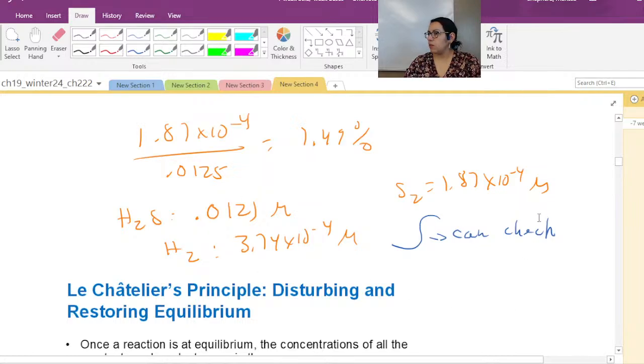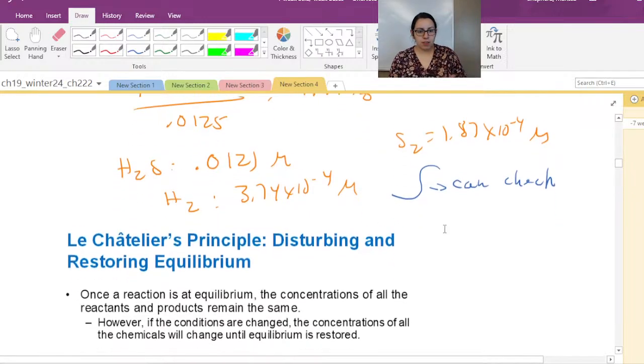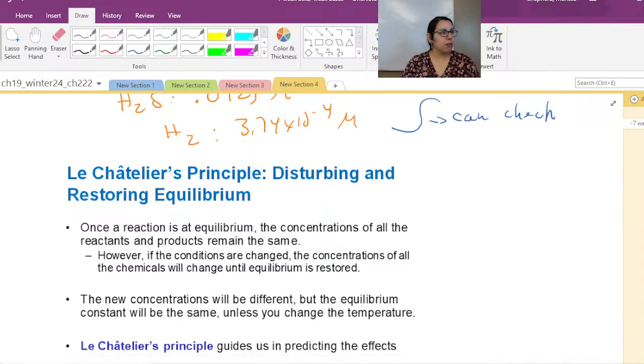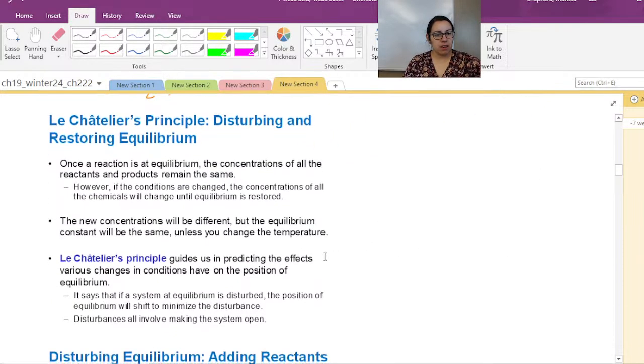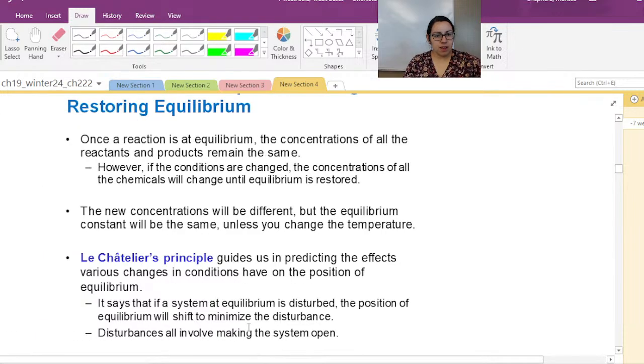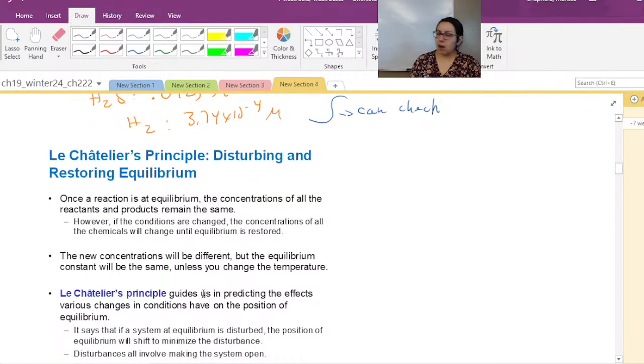Questions about this one? Feeling okay? All right, so the last bit is just going over Le Chatelier's principle, but I think lab will give you a really good sense of this. So all this is saying is basically how can we disturb our equilibrium, and then what happens.